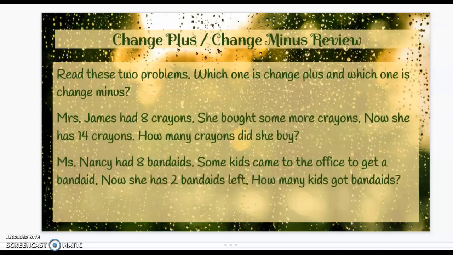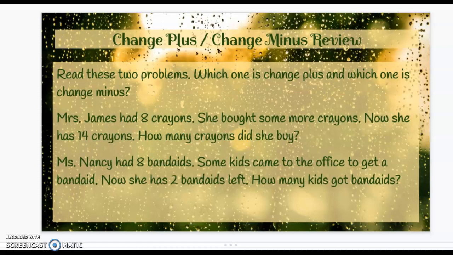Here's an example of two problems, with one being change plus and one being change minus. Let's see if we can figure out which is which. Mrs. James had 8 crayons. She bought some more crayons. Now she has 14 crayons. How many crayons did she buy?